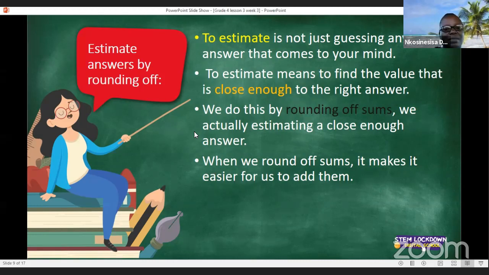You see rounding off is coming up, and now it's addition. We do this by rounding off sums. We're actually estimating a close enough answer. And then when we round off sums, it makes it easier for us to add them. And then I'll show you how.